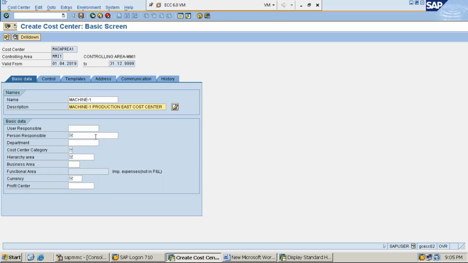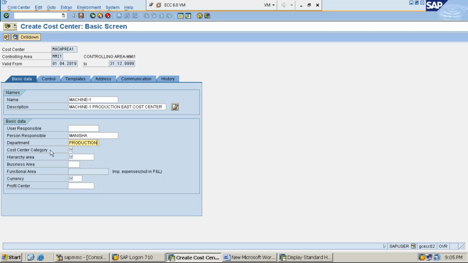Then person responsible. For every cost center, there is a person responsible. In real time, the name of the person who is responsible for the cost center shall be given. So in our case, I'm giving your name. Next, department. In which department are we trying to create? Production only, right? Yes. This cost center is related to production. So simply give production.